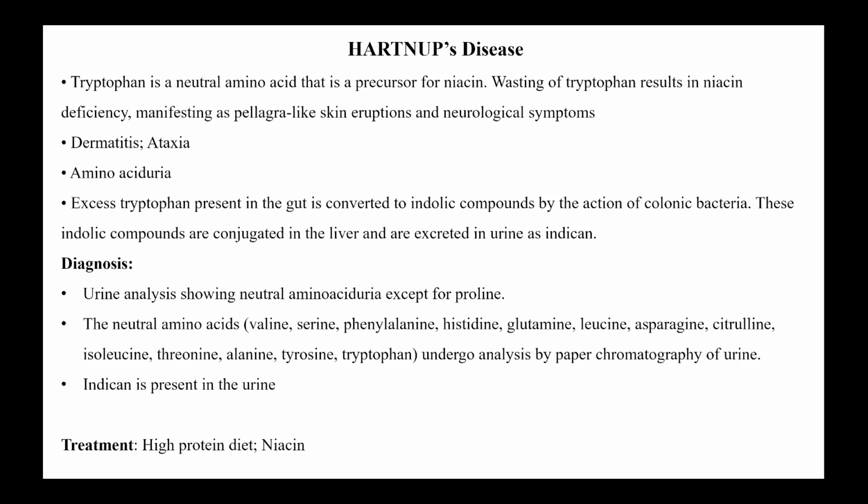How is it diagnosed? It is diagnosed by urine analysis showing neutral amino acid aciduria except proline. All the other neutral amino acids except proline are excreted in the urine. Indican is also present in the urine because the excess tryptophan that is not metabolized into niacin is converted into indolic compounds, which are converted into indican and excreted in the urine. For treatment, we give a diet supplemented with niacin, because that vitamin will be deficient in this case, as it is not synthesized from tryptophan.